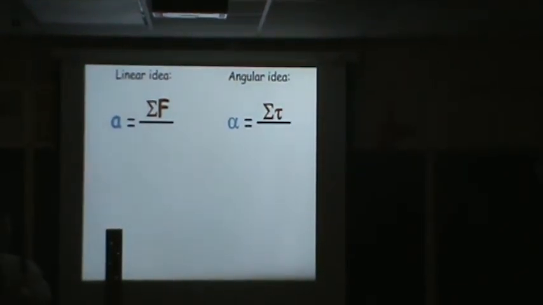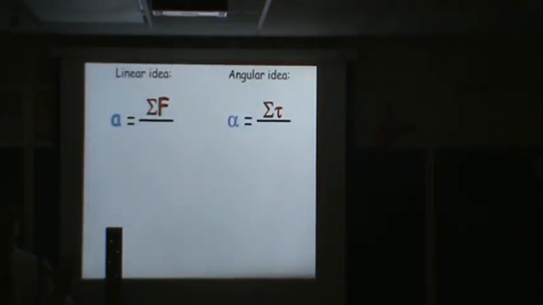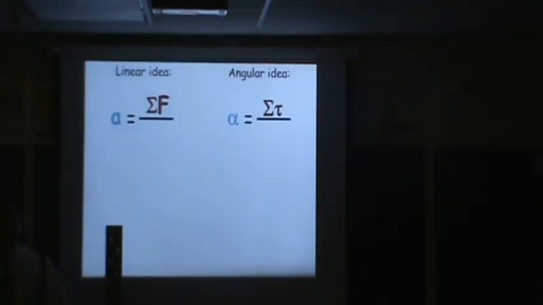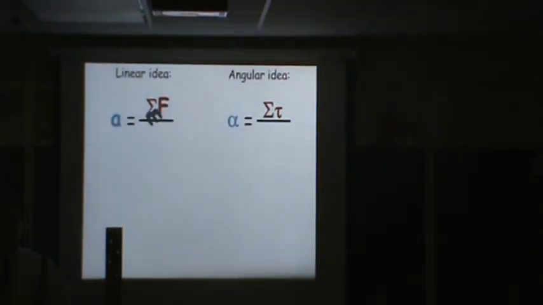But how much acceleration you get doesn't depend just upon the net force, but also upon how much mass the system has. Mass is how much inertia it has, how much laziness, stubbornness, resistance to change in state of motion it has. The more mass, the less acceleration.